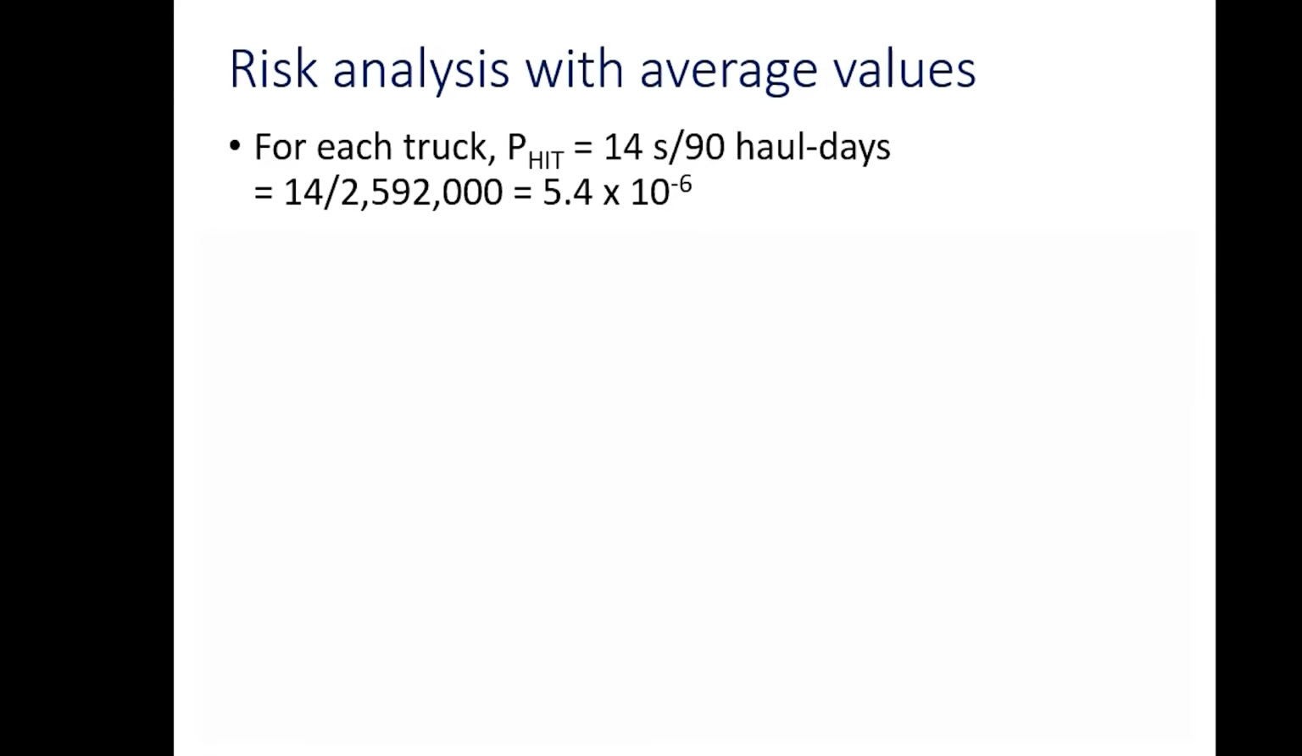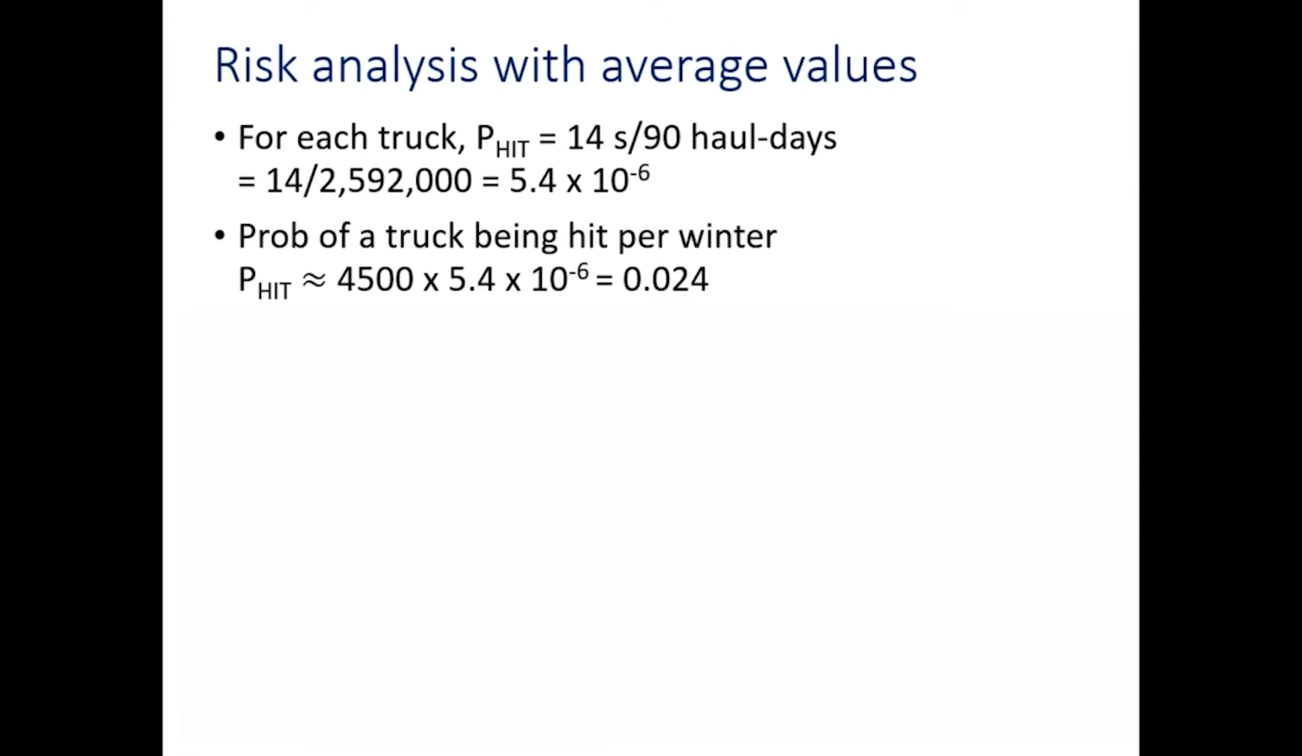For each truck, the probability of a hit is 14 seconds divided by 90 of the 8-hour haul days, and that comes out to 5.4 times 10 to the minus 6. Now, the probability of a truck being hit per winter, we could get this from the binomial sum or from the encounter probability, but it's very close to simply multiplying the 4,500 times 5.4 times 10 to the minus 6, which is 0.024. In other words, the probability of at least one truck being hit per winter and the probability of one truck per winter are almost the same.